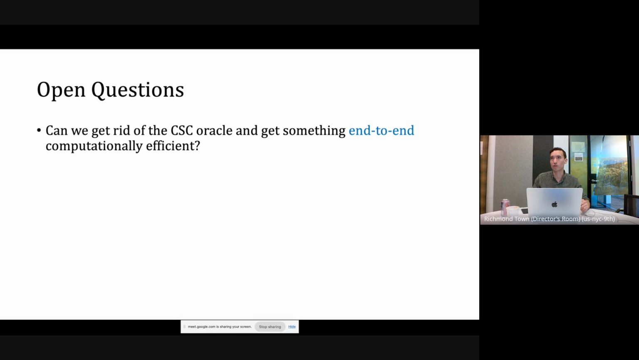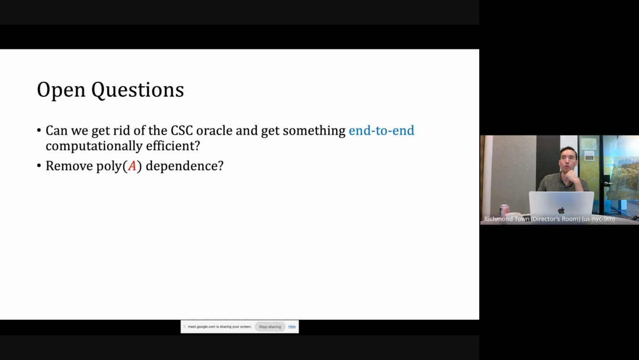Again, reiterating the questions: ideally, we want an algorithm that is end-to-end computationally efficient and without requiring an oracle, and removing poly A dependence if possible. And I guess by now I'm kind of convinced that I don't think there's any computationally efficient algorithm for this setting, but lower bounds could be nice. And yeah, I'm happy to take any questions now.